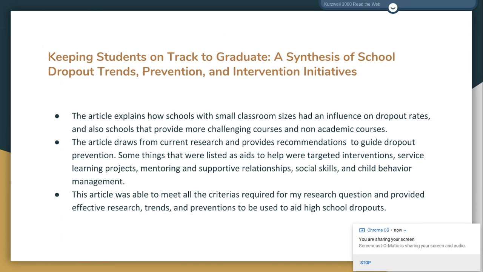The next article was keeping up with students in their dropout trends and preventions. This article basically supplied just a lot of information that someone can take in order to prevent dropouts. So it had in detail a lot of interventions and ideas that schools can take to aid high school dropouts. It did not fully go through the methods or discussions or conclusions. It just basically provided a lot of information.